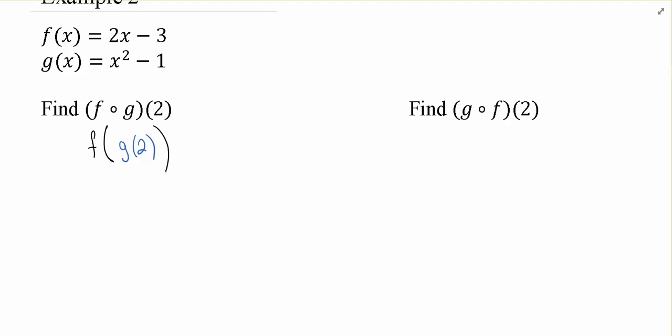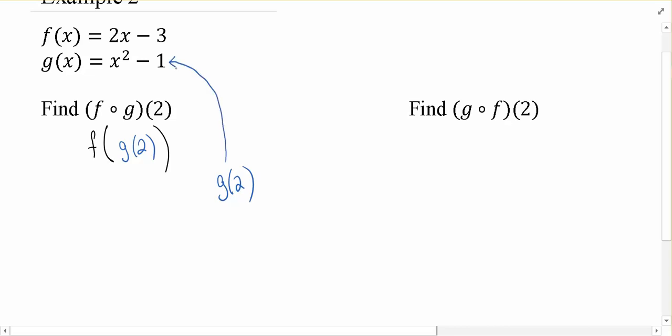As I go out, what I have written in blue there, g of 2, is the next thing I actually want to do. And I'm actually going to do it off the side a little bit. So if I want to know what g of 2 is equal to, then that says look at my g function and just plug a 2 in. That's what g of 2 means. So it means 2 squared minus 1, which is 4 minus 1, which is 3.